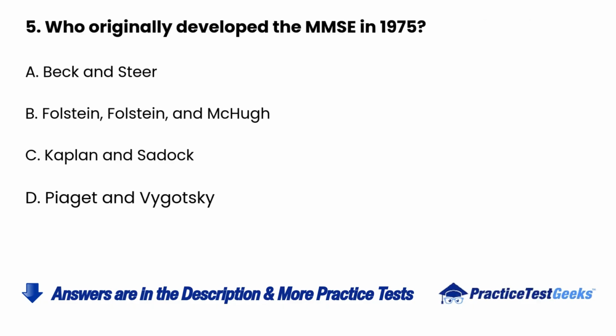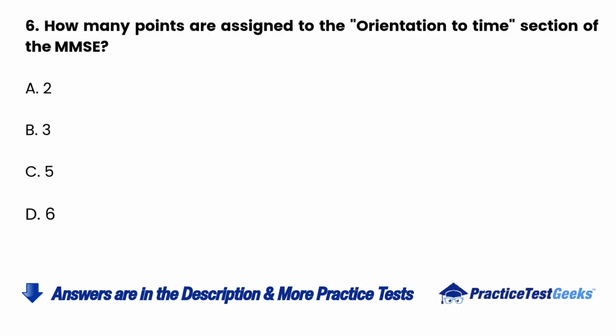5. Who originally developed the MMSE in 1975? A. Beck and Steer. B. Folstein and McHugh. C. Kaplan and Sadock. D. Piaget and Vygotsky. 6. How many points are assigned to the orientation to time section of the MMSE? A. 2. B. 3. C. 5. D. 6.